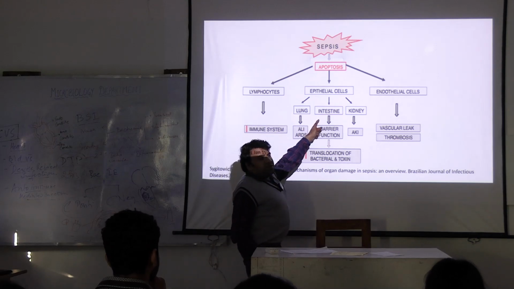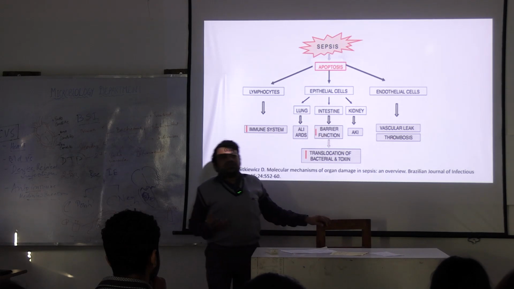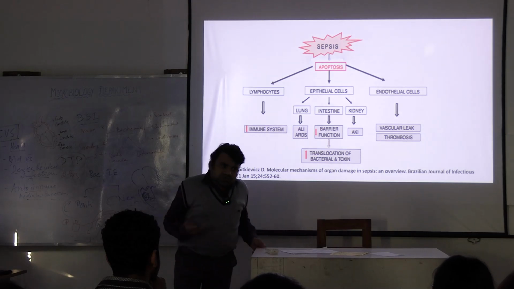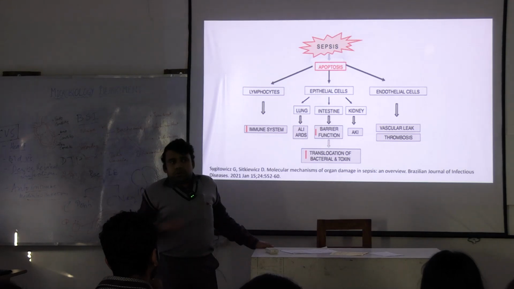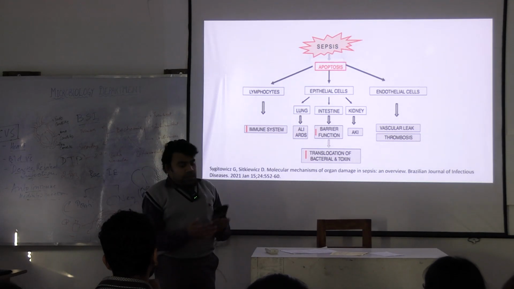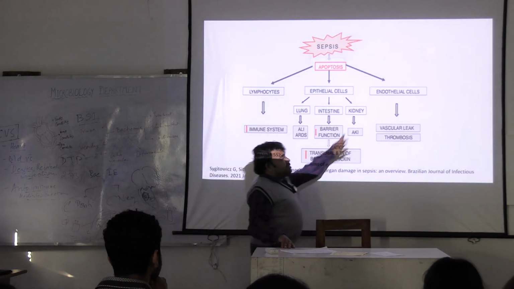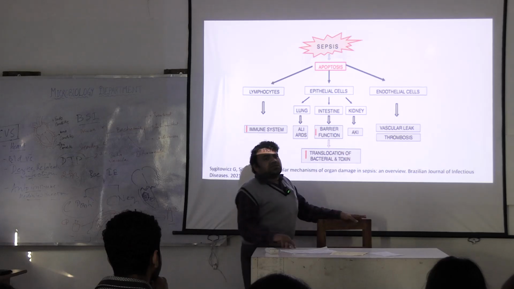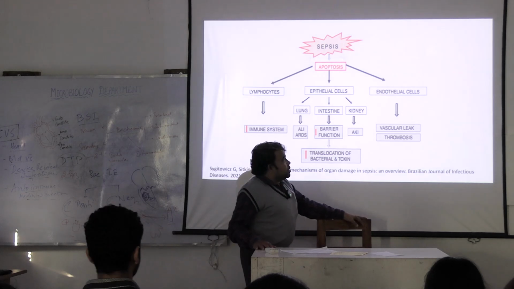Good. If it occurs in the intestine, the mucosal barrier will be breached. What is the function of the intestine? It's to absorb nutrients. So nutrient absorption will be altered, and even more, the mucosal lining is layered by many bacteria. These bacteria will gain access into the bloodstream. Next, the kidney. What is the function of the kidney? If the kidney fails to function, we will have acute kidney injury.